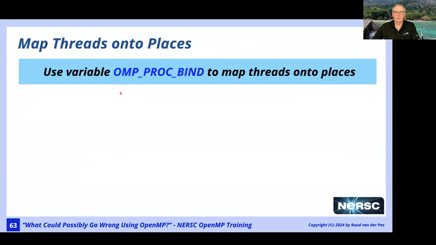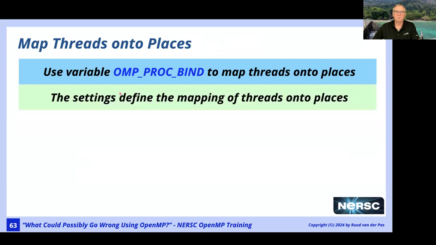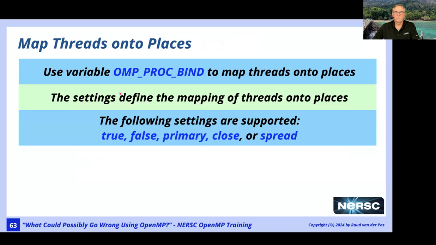Then you have the proc bind. And like I said, if the number of places and the number of threads is the same, it doesn't matter. But what if you have more places than threads? Then you need to think about, well, how do I want to place my threads onto those places? So it's a mapping function. And you've got a bunch of choices. You can just enable proc bind. I'm not sure how meaningful that is. You can disable it. Yeah, that's usually not such a good idea either.